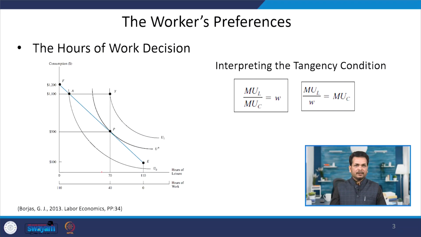Welcome to this second lecture on labor supply. If you recall the last lecture, the optimal consumption of goods and leisure for the worker is given by the point where the budget line is tangent to the indifference curve. This type of solution is called an interior solution because the worker is not at either corner of this opportunity set. So, the point P on this graph is an interior solution.